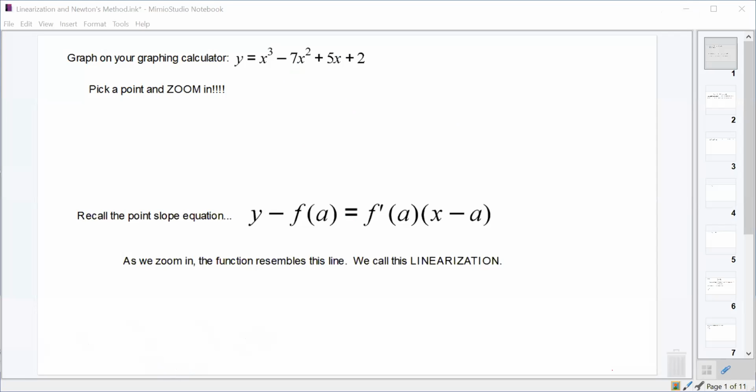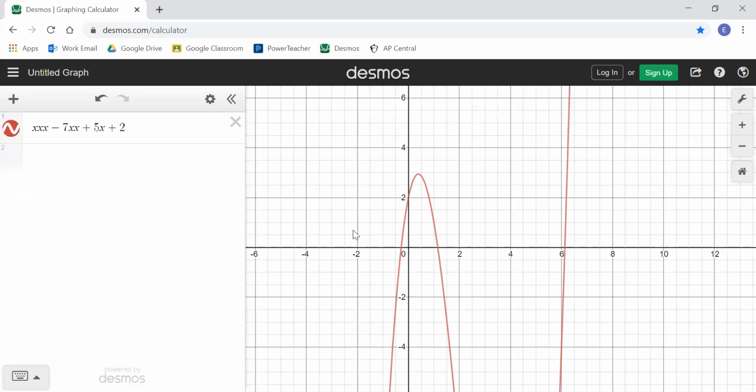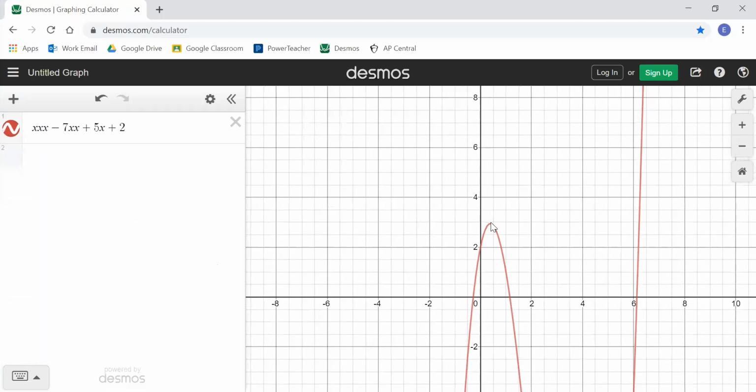And I'll probably do mine on Desmos just because I like Desmos. So what do we have? X cubed minus 7x squared plus 5x plus 2, right? All right. So anybody have a particular point we want to zoom in on? How about this local max right here? Yeah. Let's zoom in on that local max.